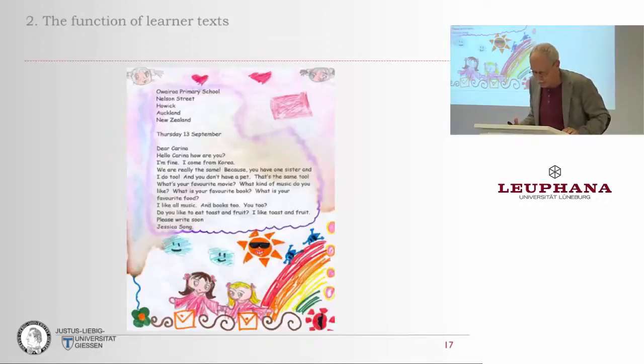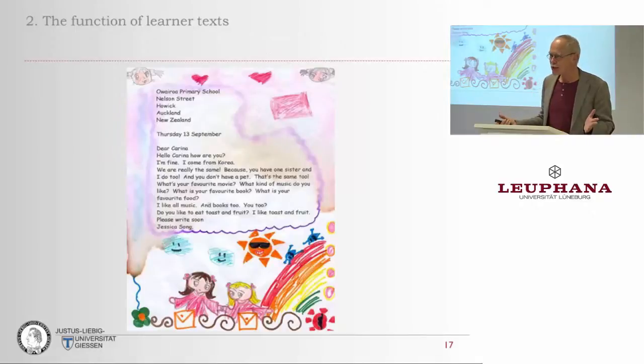Hello, dear Corinna. Hello, Corinna. How are you? I'm fine. I come from Korea. We are really the same because you have one sister and I do too. And you don't have a pet. That's the same too. What's your favorite movie? What kind of music do you like? What is your favorite book? What is your favorite food? I like all music and books too. You too? Do you like to eat toasted fruit? I like toasted fruit. Please write soon, Jessica Song.